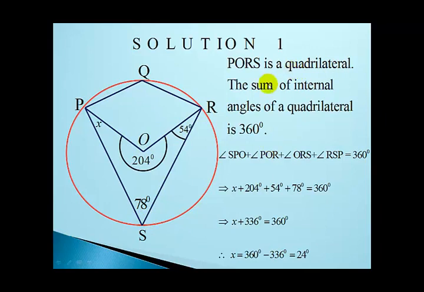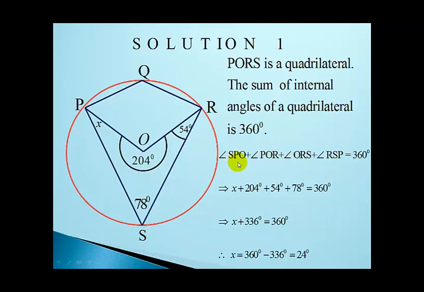And we know that the sum of internal angles of a quadrilateral is 360 degrees. The internal angles of the quadrilateral PORS are X, 204 degrees, 54 degrees, and 78 degrees. These are the internal angles of the quadrilateral. Now when we sum all these angles, we are supposed to equate it to 360 degrees, because the sum of all the internal angles of a quadrilateral is 360.